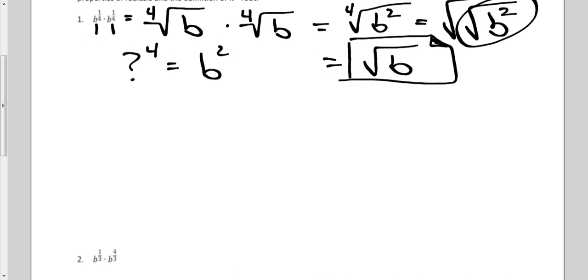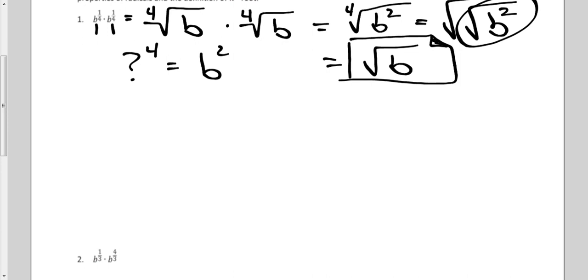Yeah. That would be great, except it wants me to apply the properties of radicals, doesn't it? I can. Like I said, they wanted me to use radicals.